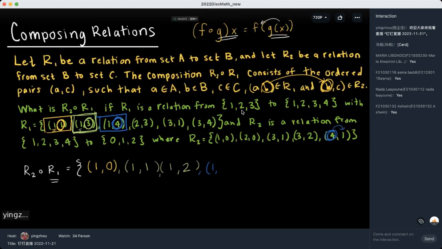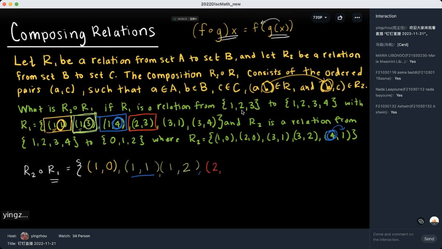4 maps to 1. Well, if you'll notice, that would be the ordered pair 1, 1, which is great, but I don't need to write it down because it already occurred. So I'm going to get rid of 1, 1 because it's already in my set. Now let's take a look at 2, comma 3.